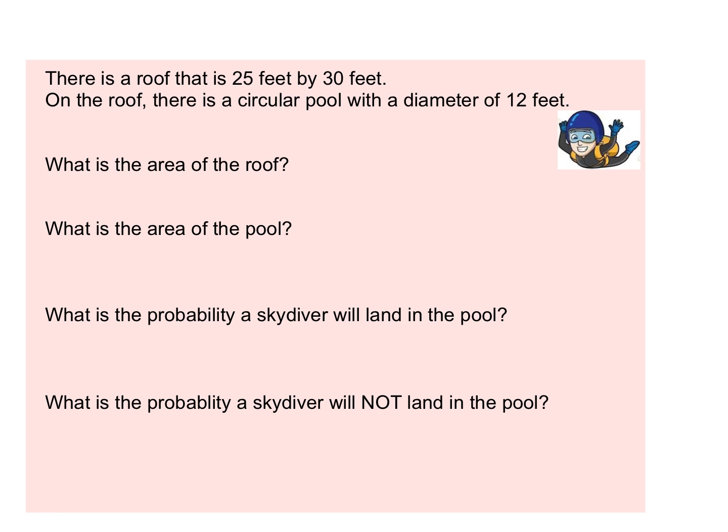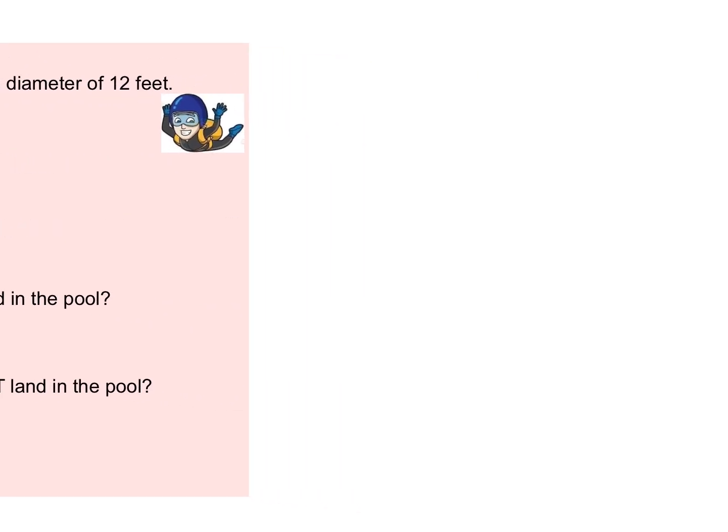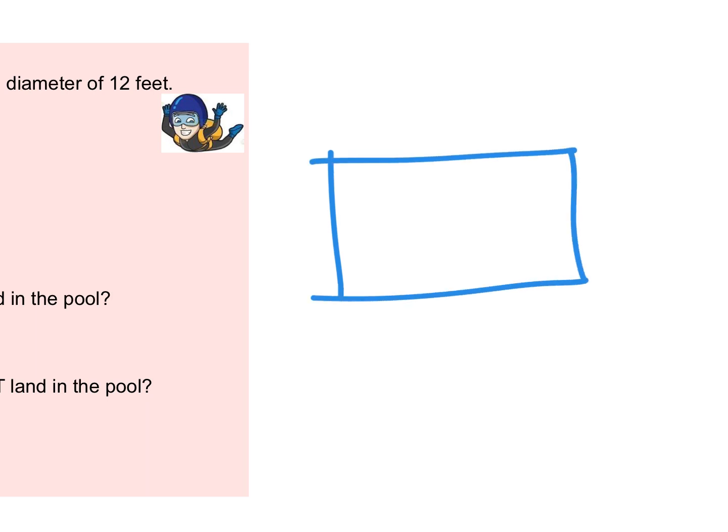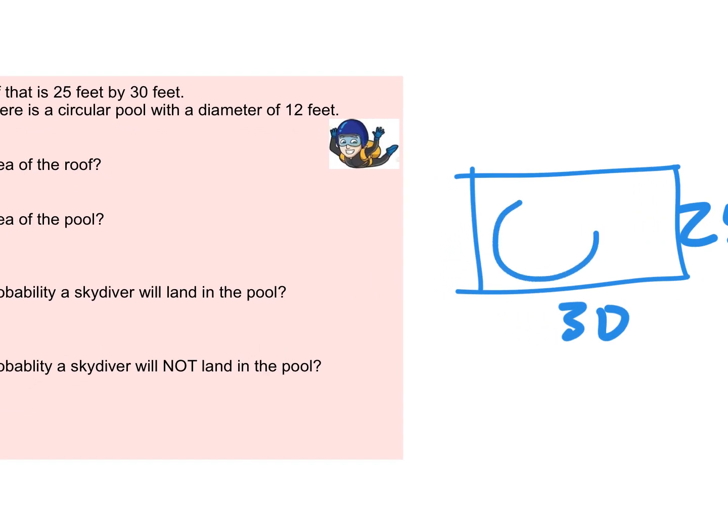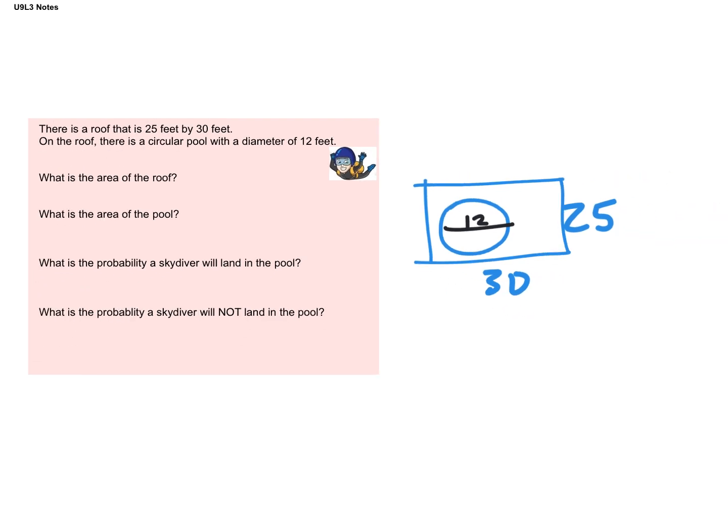Okay, so I want to also just briefly remind you, I'm not going to do this whole problem, but that you need to know how to do the kind where you have a big thing on the outside, like a pool, okay? Or a roof in this case. The roof is 25 by 30, so let's make this 30, let's make this 25. This is not to scale. And there's a circular pool with a diameter of 12 feet, so that's like this with a diameter of 12. Remember, that's not the radius.